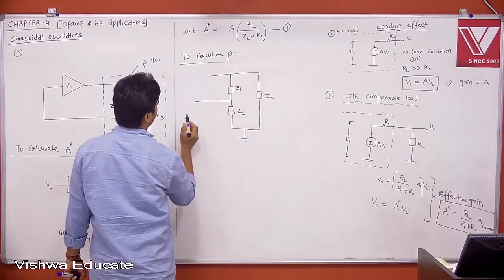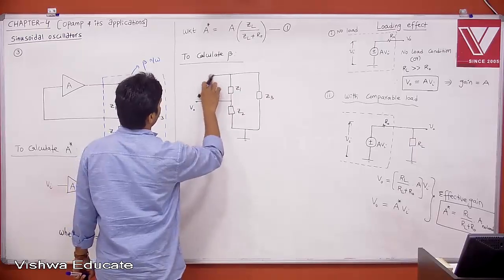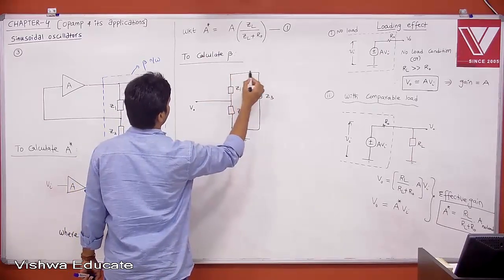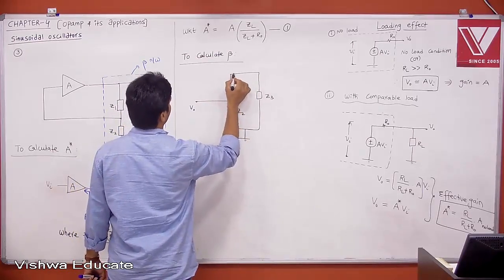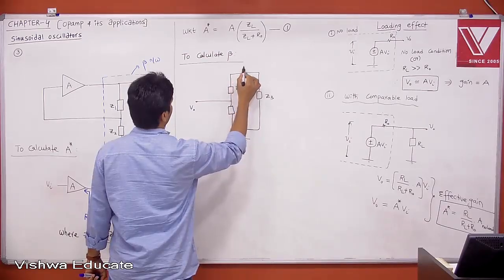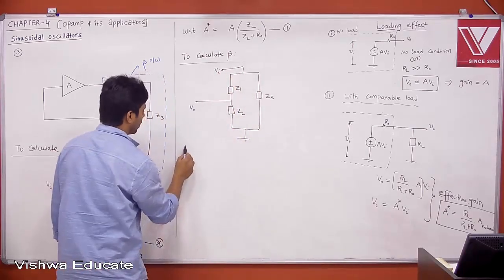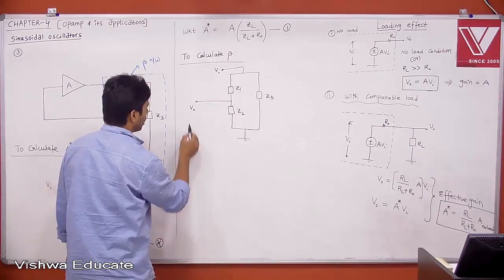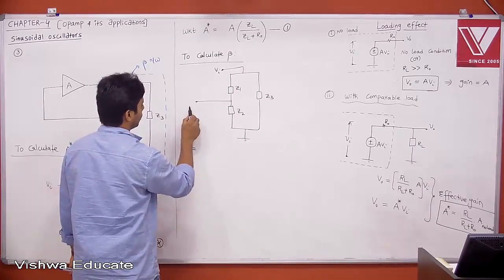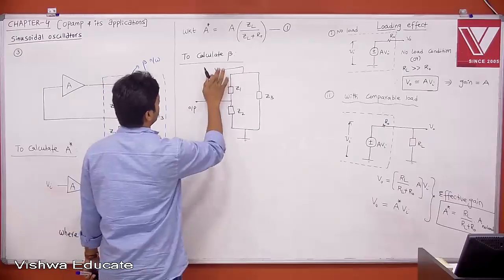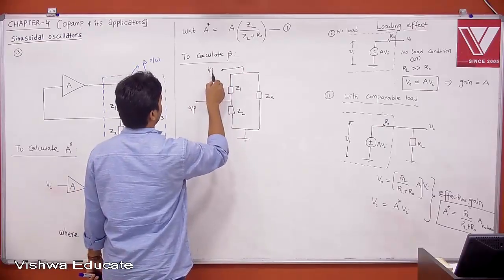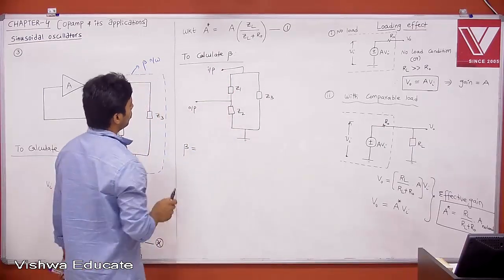And this is what is output, right? Let us say this is your output and this is your input. Therefore, what is your beta? Beta is nothing but your output by input. You can say it like that. That is better. Okay, then output by input.